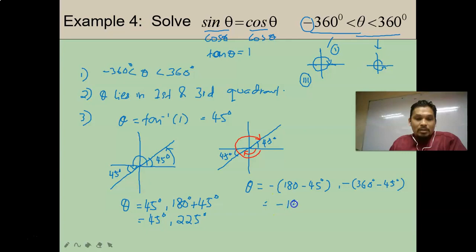negative 135 degree and also negative 315 degree. So we list down these two in one row, so the theta, which is negative 315 degree, negative 135 degree, 45 degree, and 225 degree.